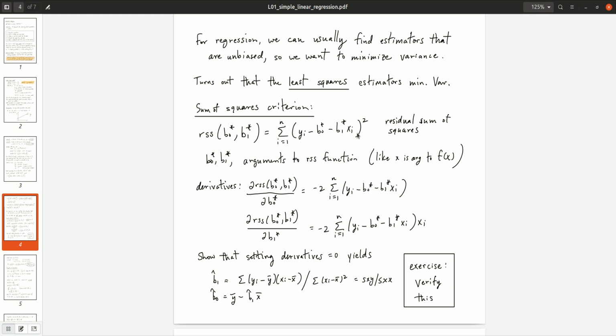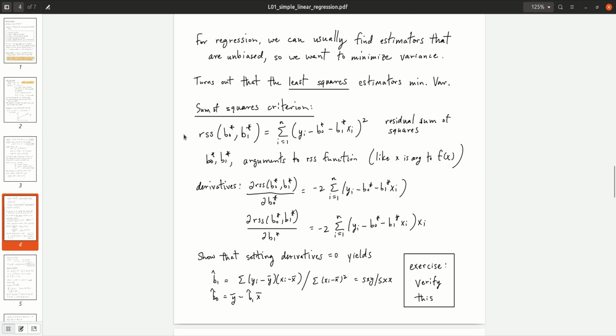So what do I mean by this? I can take any two values of b0 star and b1 star, I could plug them into this function, and I get a residual sum of squares for those particular values of b0 star and b1 star. For example, I could put in 1 for b0 star and 3 for b1 star. And since I know yi and xi for every i, I'll just get a number here. So the name of the game for least squares estimation is I want to find the particular b0 star and b1 star that minimize this sum of squares criterion.